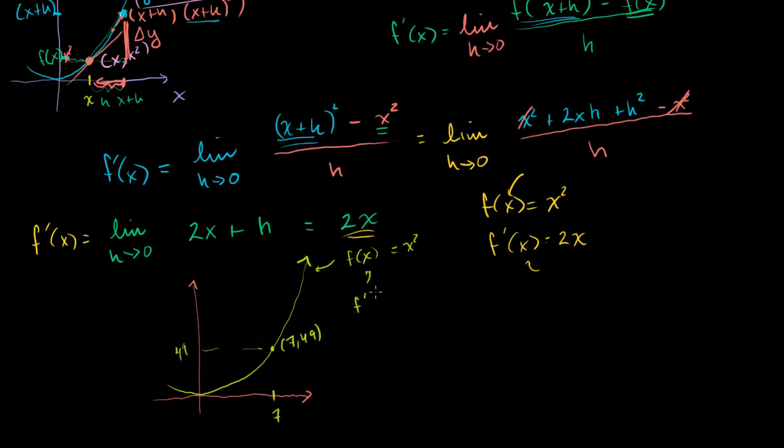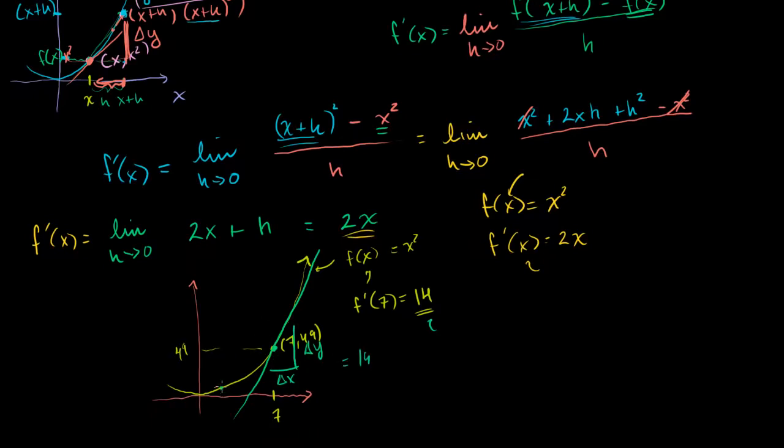But what is f prime of 7? f prime of 7, you say 2 times 7 is equal to 14. What is this 14 number here? Well, this is the slope of the tangent line at x is equal to 7. So if I were to take that point and draw a tangent line, a line that just grazes our curve, that's my tangent line right there. I think you get the idea. The slope of this, your change in y over your change in x, is going to be equal to 14. The slope of the curve at x is equal to 7 is a pretty steep curve.